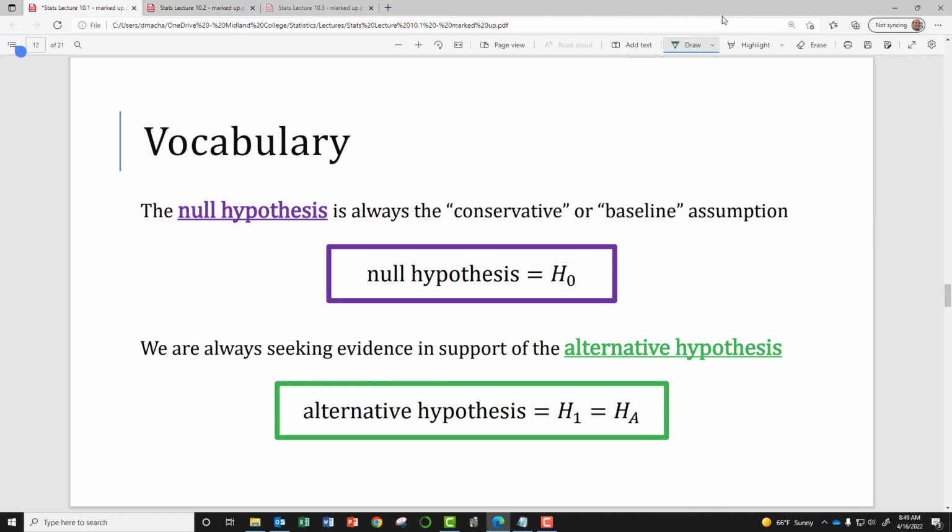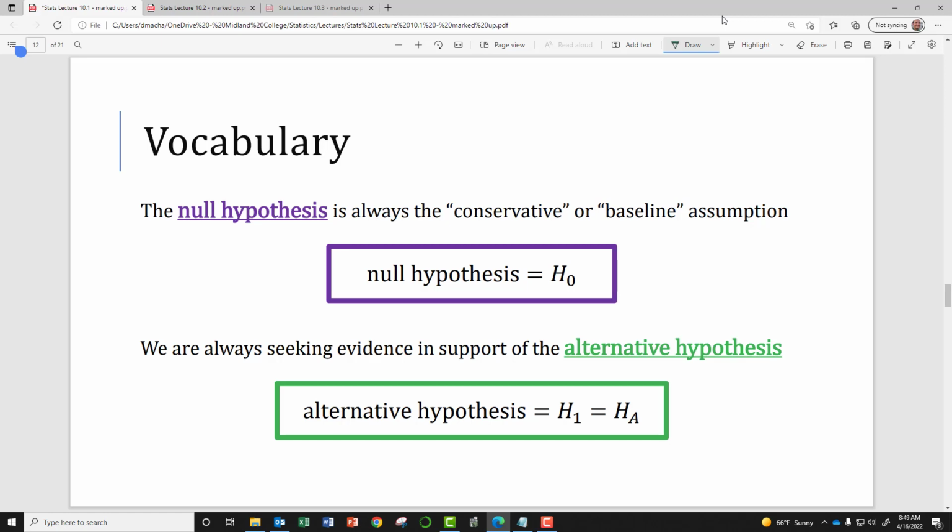Okay, so here's some vocabulary. Now that you've got a feel, hopefully, for what we're doing with hypothesis testing, determining whether we have sufficient evidence or insufficient evidence based on the distribution of my sample mean, or in other cases, the sample proportion. Let's go over some vocabulary, because this is going to be important for the rest of the semester here.